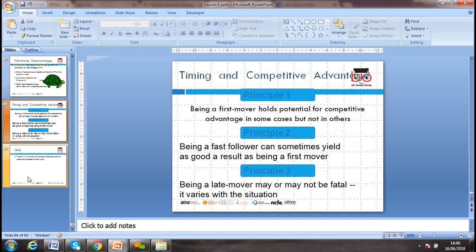Okay, timing and competitive advantage. In principle, being the first mover holds the potential for competitive advantage in some cases, but not in others. Being a fast follower can sometimes yield as good a result as being the first mover, and in principle being a late mover may or may not be fatal. It varies with the situation. So these are timing and competitive advantage. In principle, you can be the first mover, then you can be a fast follower, and third, you may be the last mover.